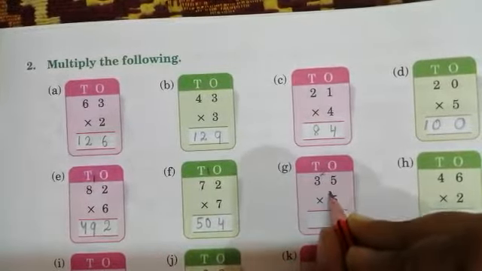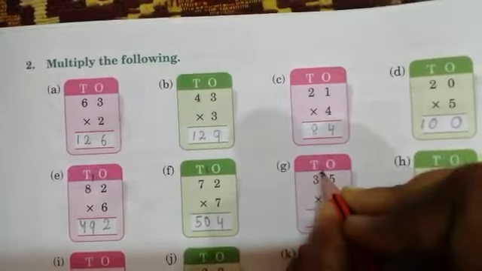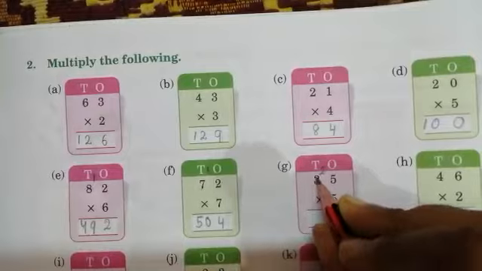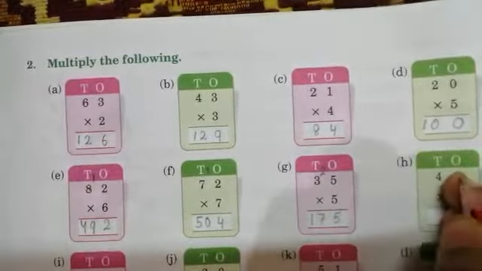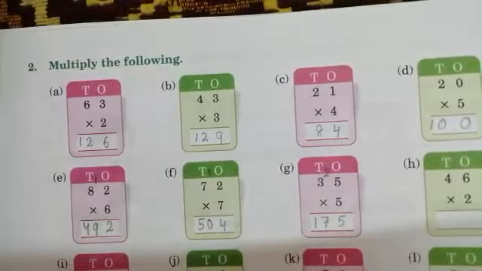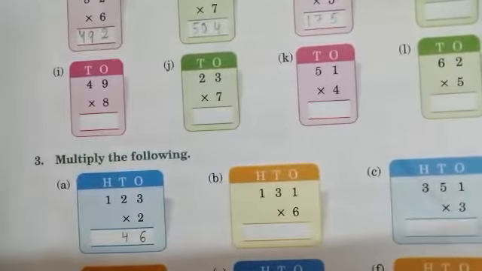35 into 5. In the ones place it is 5 5s are 25. 5, carried 2. We will write here. In the tens place 3 into 5 is 15 plus 2 is 17. So H, I, J, K, L you will do in the same way in your book. Then question number 3, multiply the following.